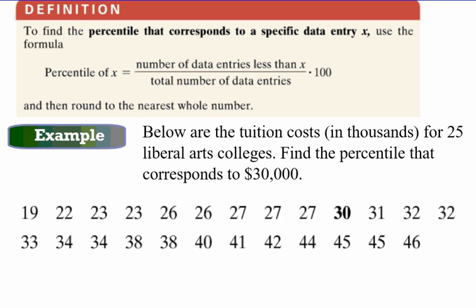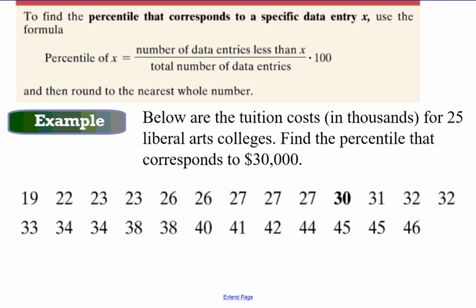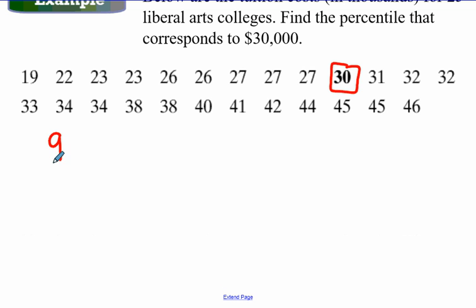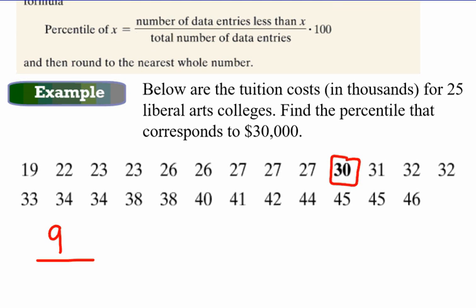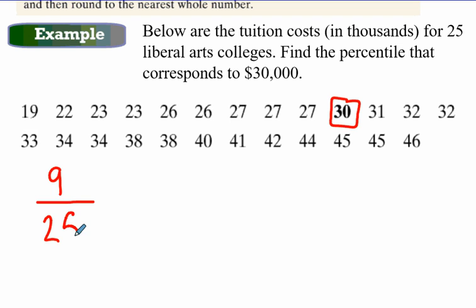Below are the tuition costs in thousands of dollars for 25 liberal arts colleges. Find the percentile that corresponds to $30,000. The first thing I need to do is find $30,000, and it's shown right here. Then I need to count the number of data entries less than x. So I've got 1, 2, 3, 4, 5, 6, 7, 8, 9. So I have 9 less than 30,000, divided by the total, which they told me is 25. So 9 divided by 25, and I multiply by 100 to get a percentile. When I do that, I find it's the 36th percentile.